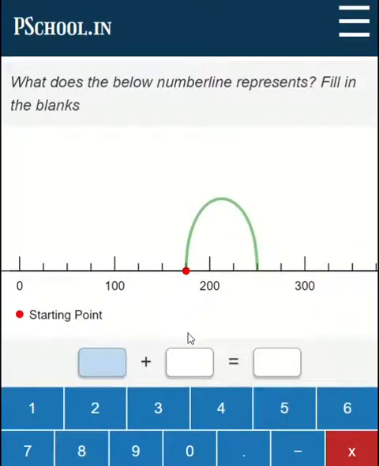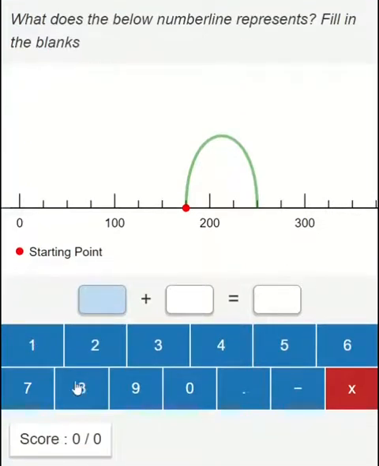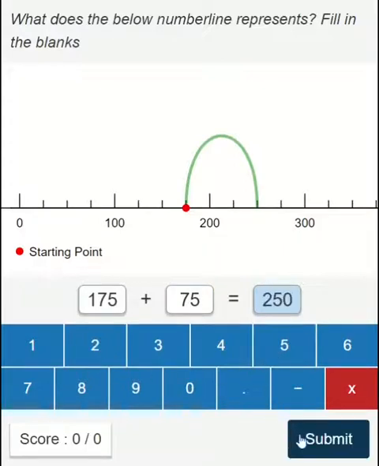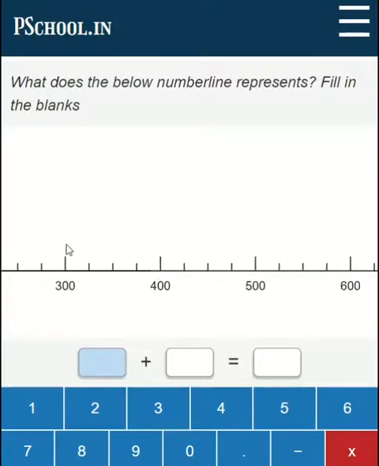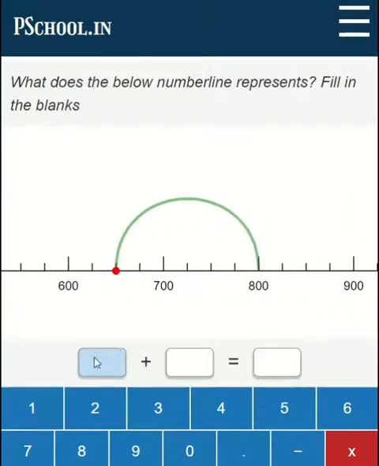Let us find something here. The major division is 100 and the minor division is 25. Here we have 175 plus 75, and we get 250. Let's scroll the number line. The starting point is 650. 650 plus 1, 2, 3, 4, 5, 6 times 25, that is 150, and we get 800.